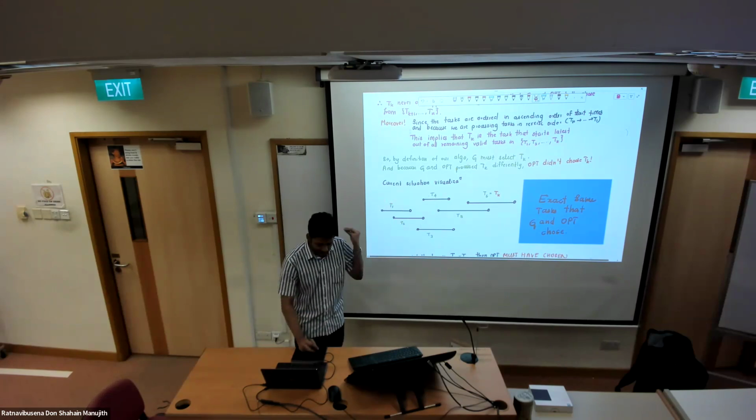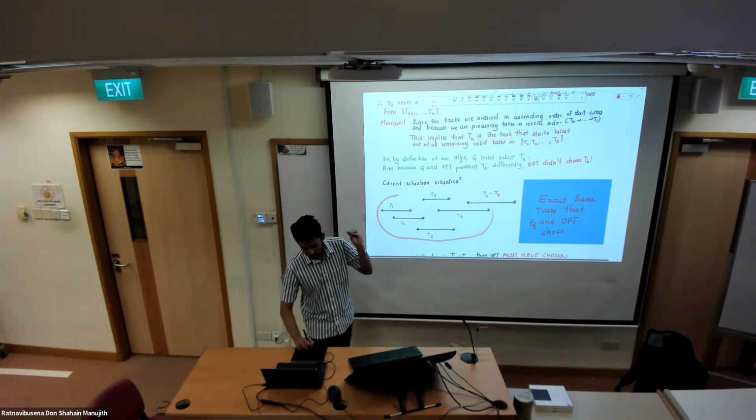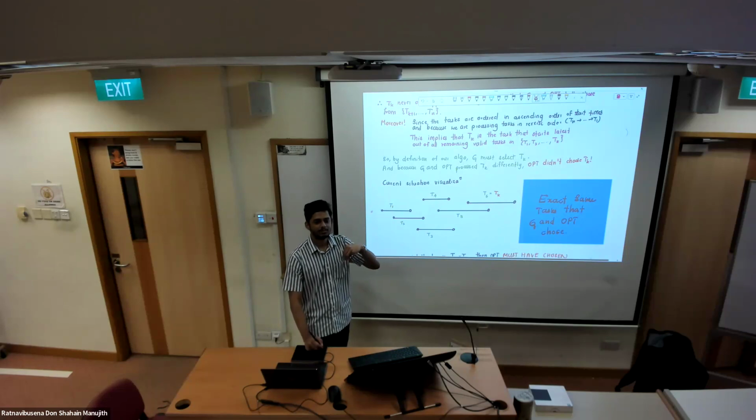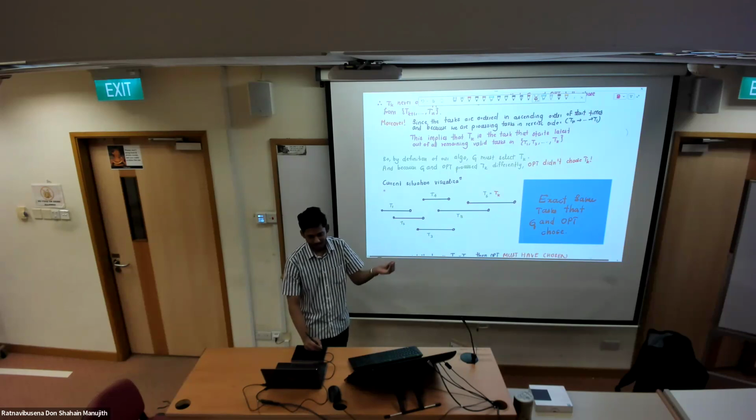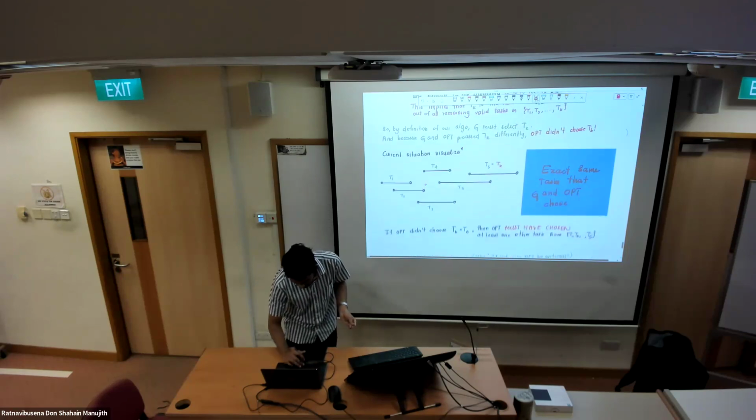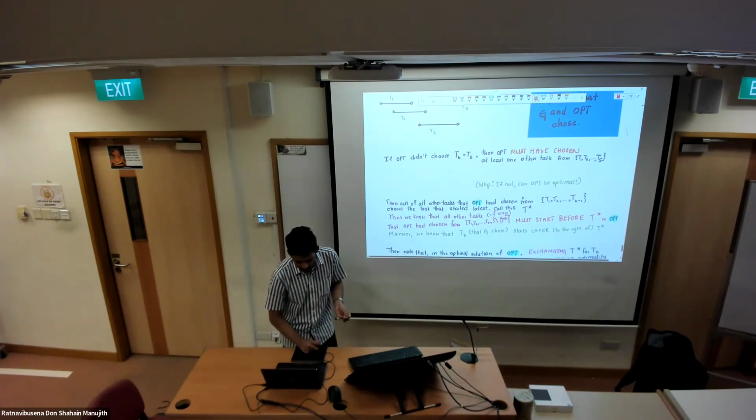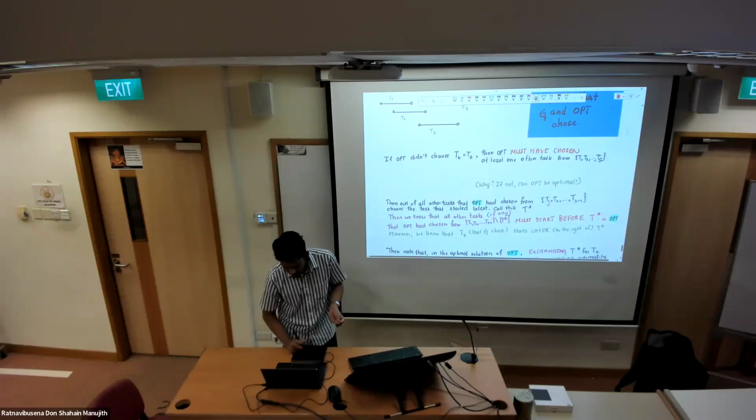Then out of those activities, choose the one that starts the latest. OPT must choose at least one more activity from these, and out of those, you choose the one that starts the latest. There is a total order, so there must be an activity that starts latest among these. I call it T star. So out of all the activities that OPT chose from T1 until Tk minus 1, choose the one that starts the latest. You call this T star.